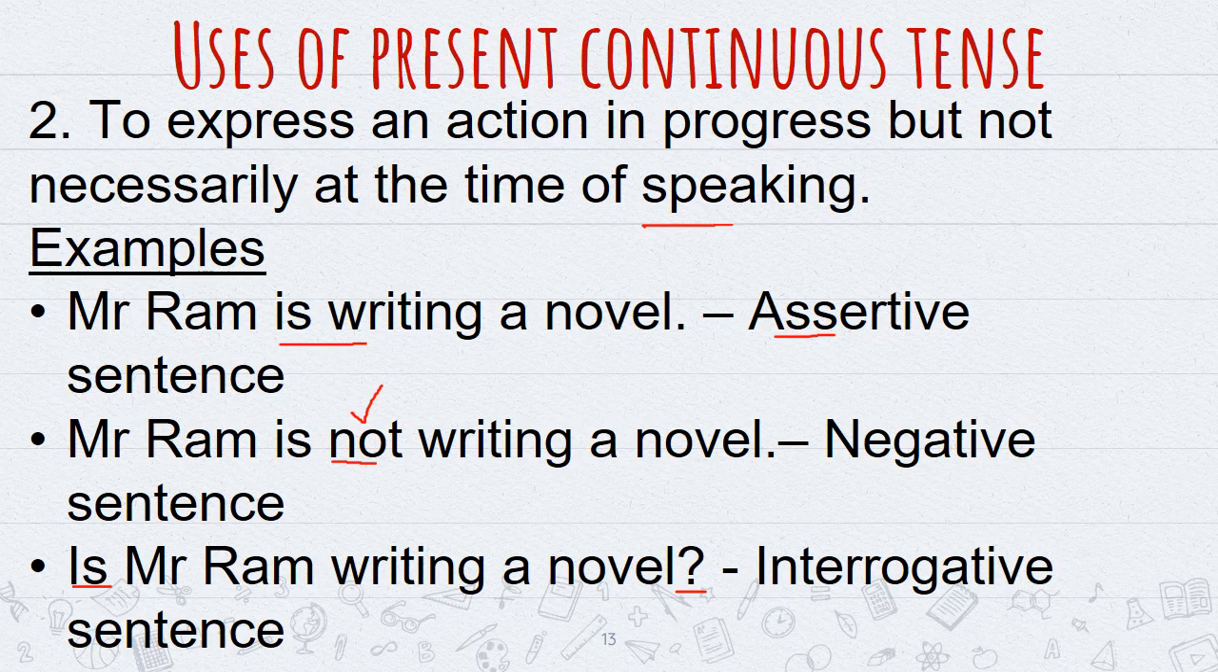Now, the next is to express an action in progress but not necessarily at the time of speaking. For example, if I speak about assertive sentence, Mr. Ram is writing a novel. And in negative sentence, we'll just add not after the helping verb, that is, is, am, or are. So here, negative sentence will be Mr. Ram is not writing a novel. And in interrogative sentence, we just start the sentence with the helping verb, that is, is Mr. Ram writing a novel?